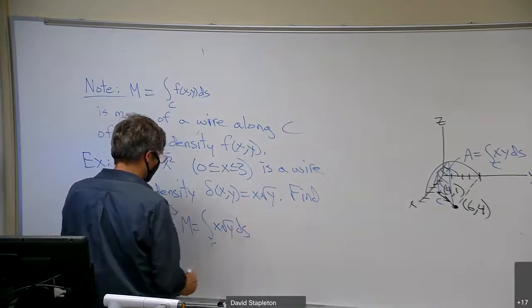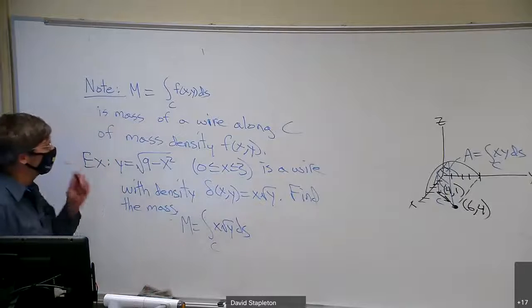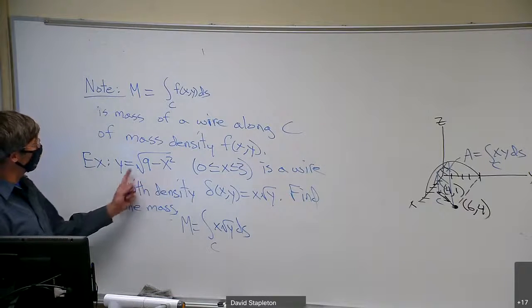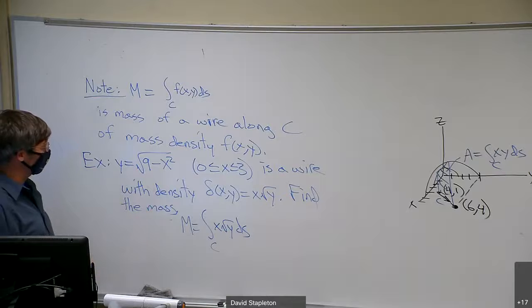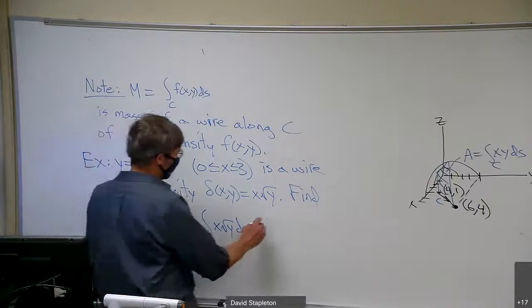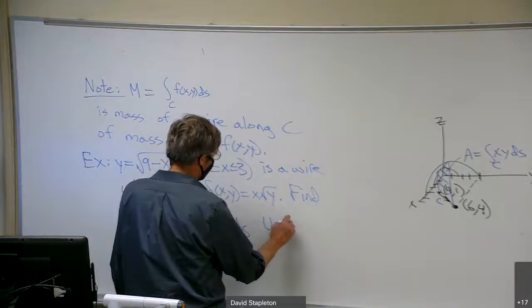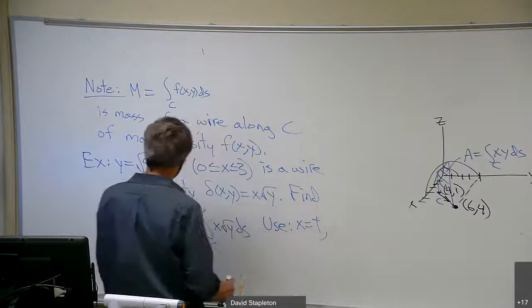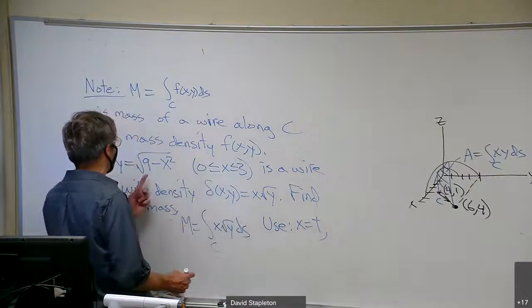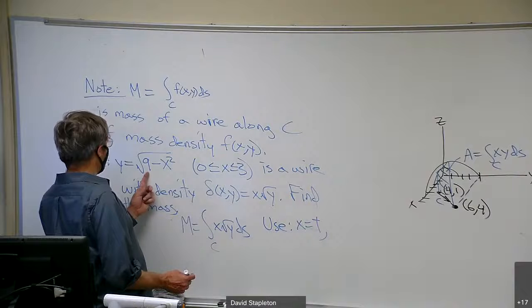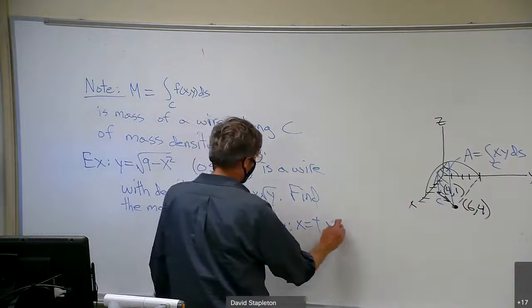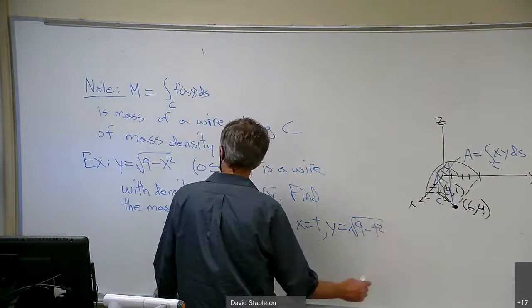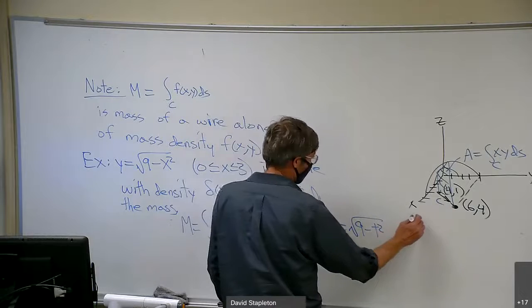But wait a minute. How do I apply the formula? I first have to write this parametrically. So what's the easiest way if you have y already written as a function of x? It's usually easiest just to let x equal t. You try that first. Sometimes you have to do something more exotic. If it's a circle, then maybe use cosine and sine. Let x equal t, and then y will be the square root of 9 minus t squared. Let me try that first. And t will go from 0 to 3 then.